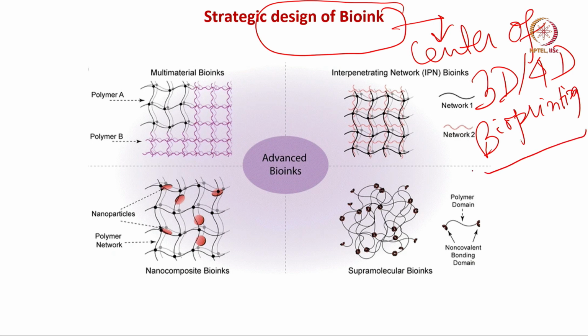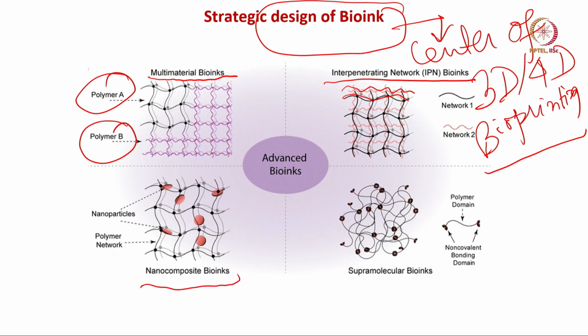What you see here in the left-hand panel is a multi-material bioink where polymer A and polymer B form a copolymer. Then there can be interpenetrating network bioinks. So you have network 1 and network 2; this is the interpenetrating network. The third one is a nanocomposite bioink. You have the nanoparticles here. These nanoparticles are embedded within another matrix.